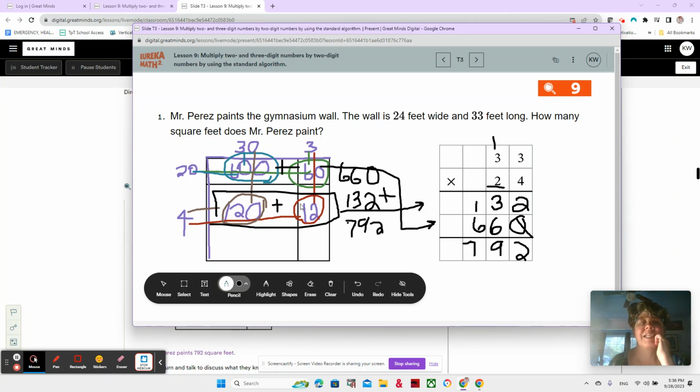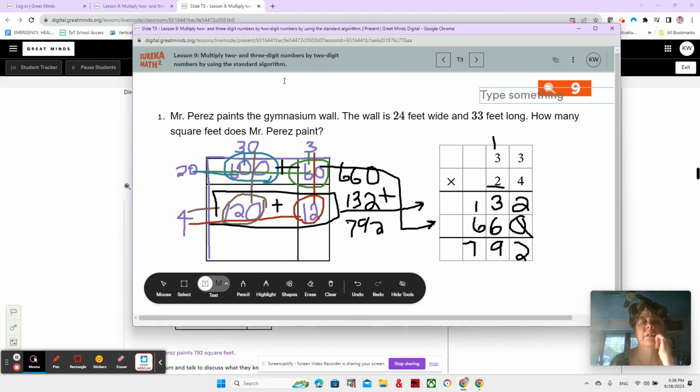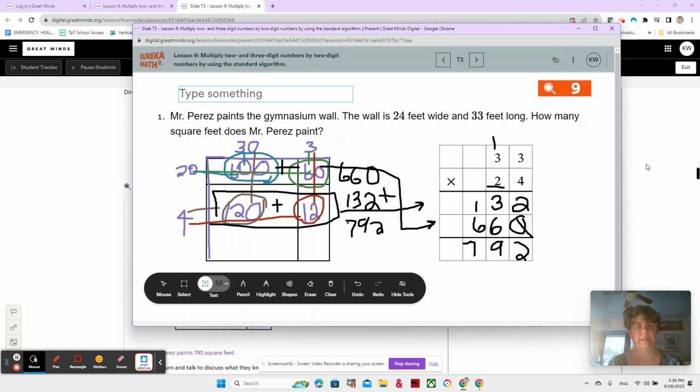Okay, so when we have a word problem, we have to write a word answer. So somewhere on that page, please write a word answer. Mr. Perez paints a gymnasium wall. How many square feet does Mr. Perez paint? Mr. Perez paints 792 square feet. Okay, and maybe that square feet is surprising to you.